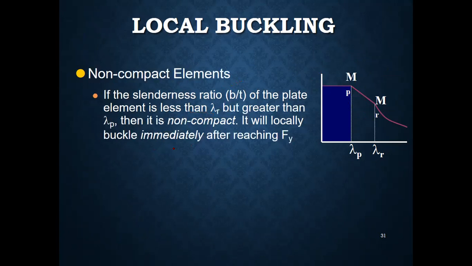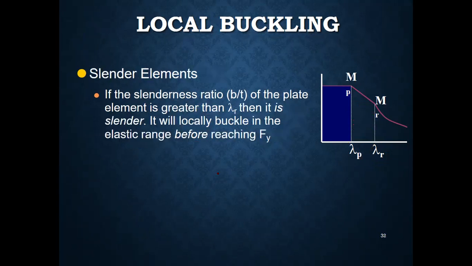And for non-compact sections, if the slenderness ratio of the element is greater than lambda p but less than lambda r, then the section is called non-compact, and it will buckle locally immediately after reaching the yield stress. So if the slenderness ratio lies in this second column, between lambda p and lambda r, then it is called a non-compact section.